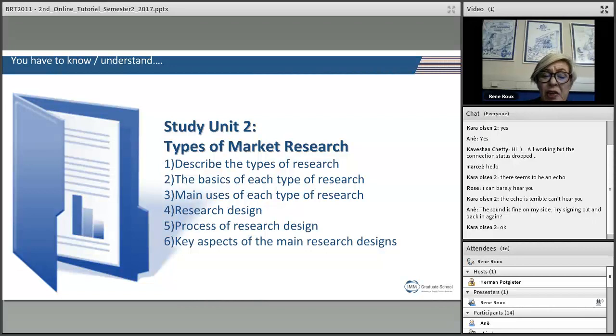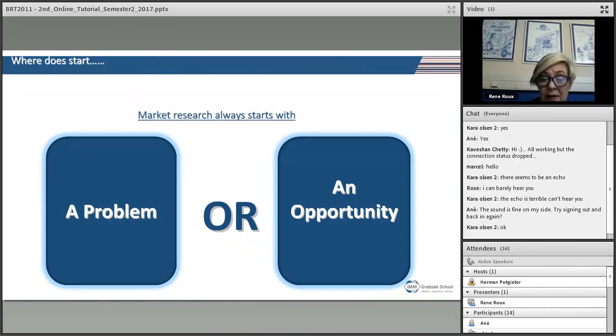So what are the things that's a non-negotiable? You have to understand and be able to describe the different types of research. You need to know the basics of each type of research. How do you use it? What is research design, the whole process in research design, and then key aspects that you need to know.